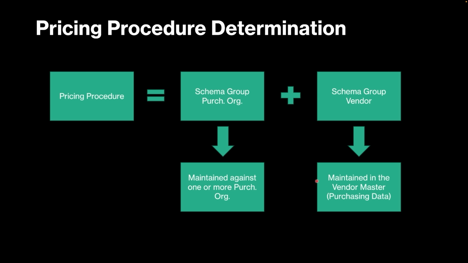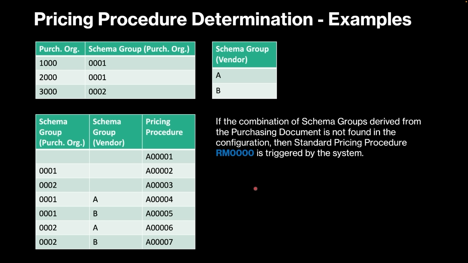Okay, so based on these two combinations, the pricing procedures are determined. Now let's understand the pricing procedure determination through an example. So you can see you have three purchase organizations, out of which two purchase organizations have been assigned to one schema group and one purchase organization has been assigned to a different schema group, and you have these two schema groups for vendor created in the system. So based on these two tables, you have these combinations possible.